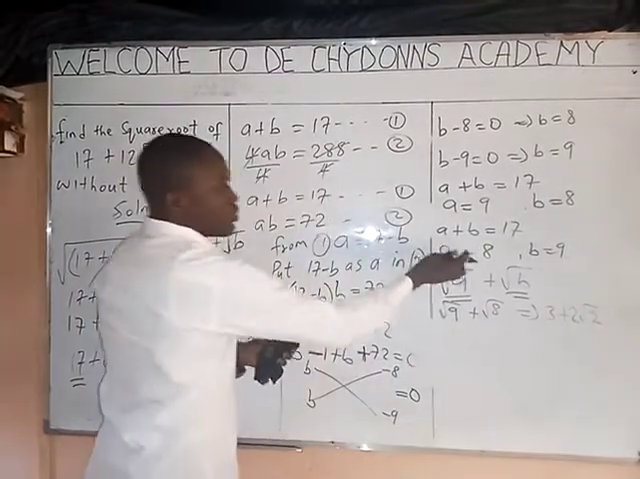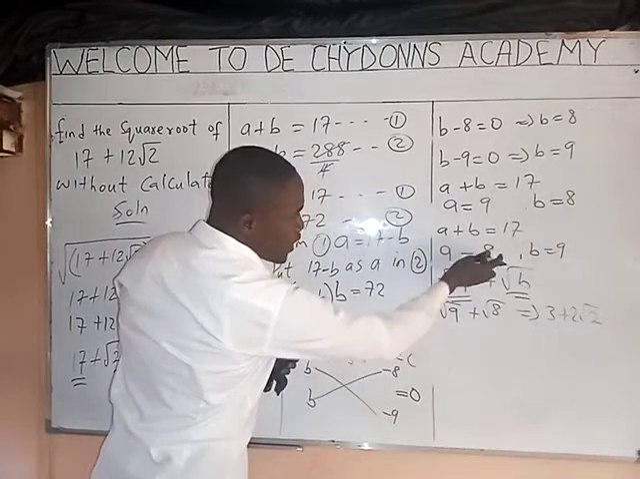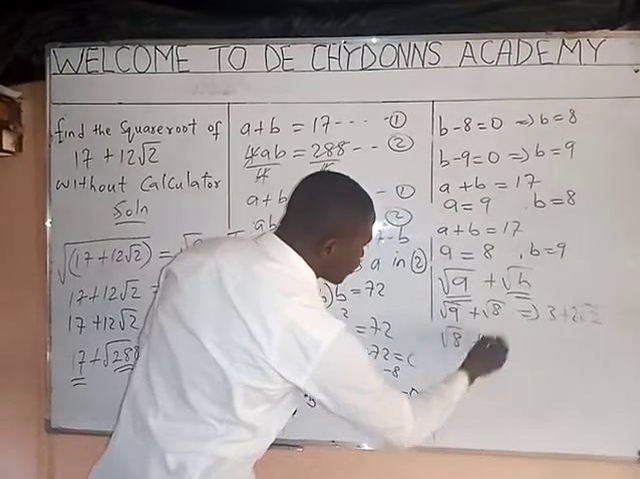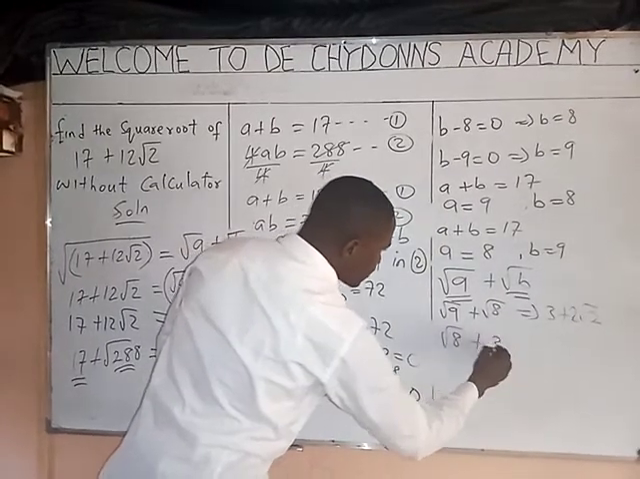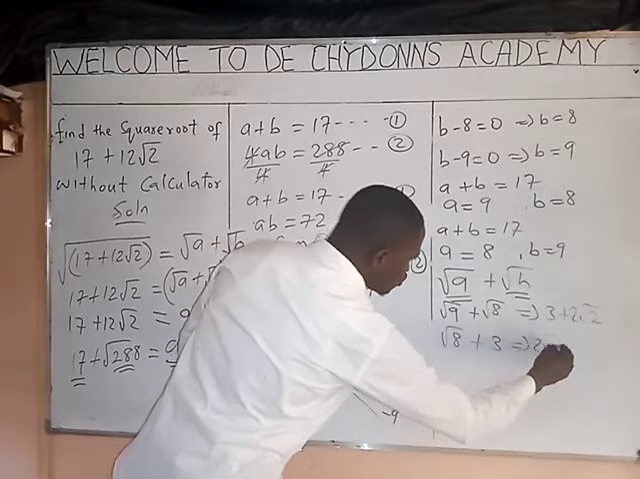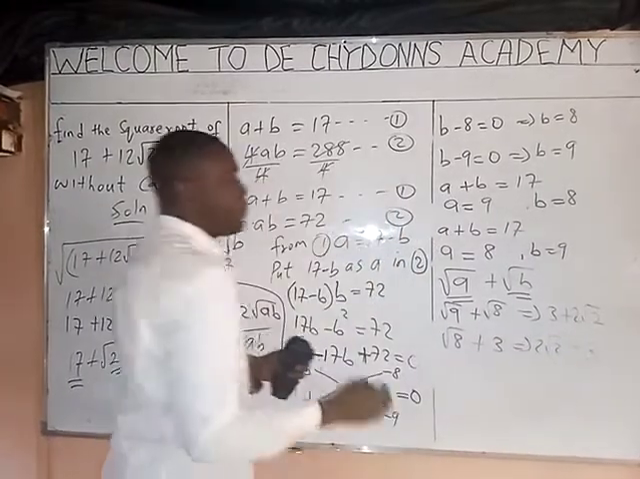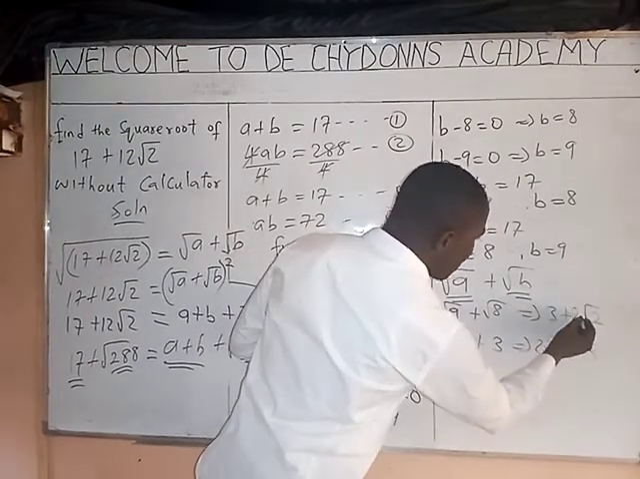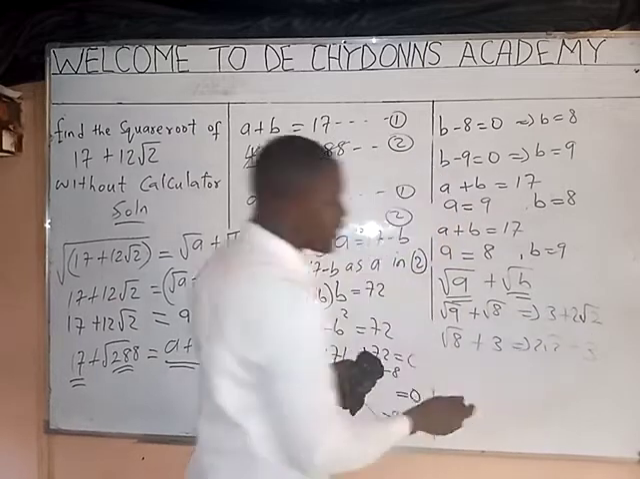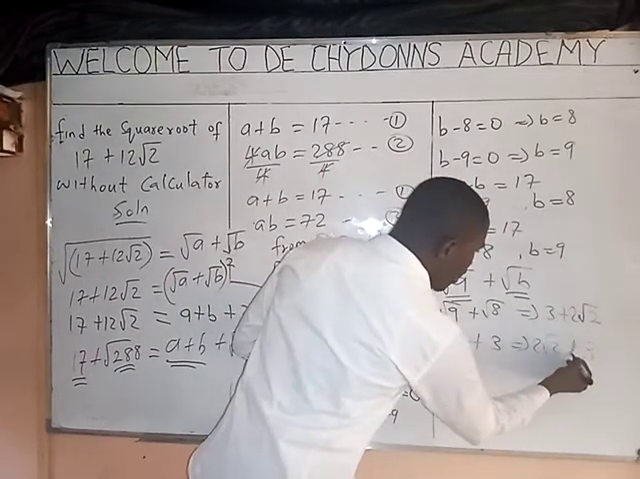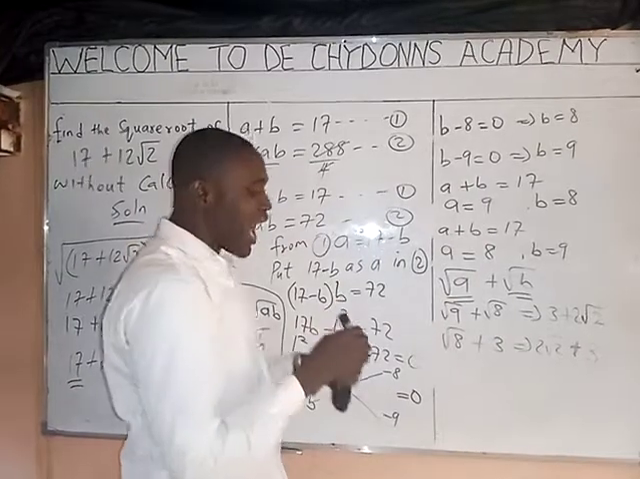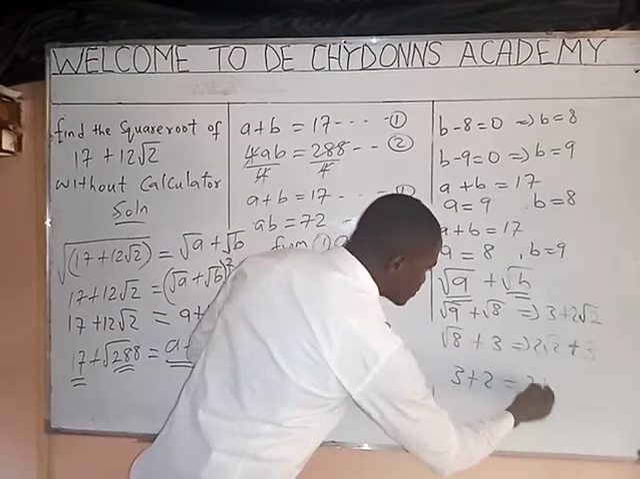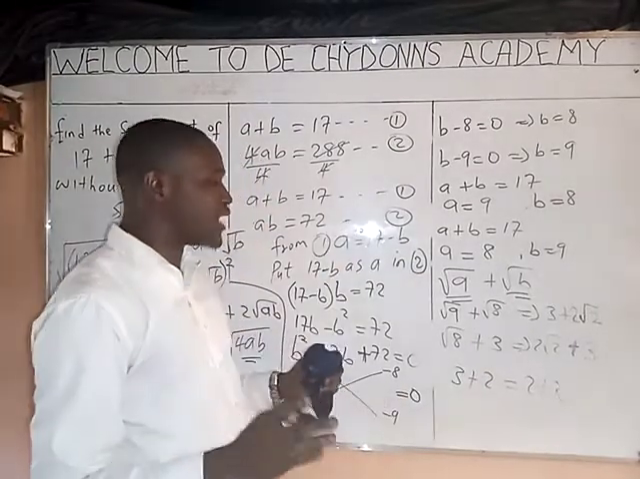Or you use the second one. What is your a? 8. Square root of 8 plus square root of 9 will be what? 3. So that will give you 2 surd 2 plus 3. Please, in mathematics, 3 plus 2 surd 2 is the same thing as 2 surd 2 plus 3. Why? This is because addition of numbers is commutative. If they say 3 plus 2, it's the same thing as 2 plus 3. That is what we mean by addition of numbers being commutative.